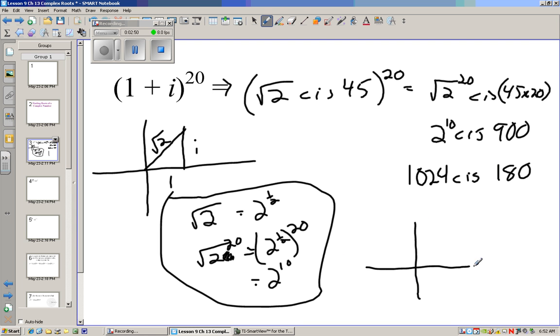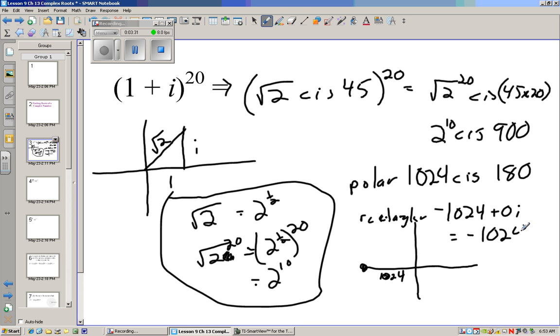Well, 180 is to the left, and it's 1024 to the left. So this distance is 1024. Well, the answer to this will just be negative 1024 plus 0i. So this is in rectangular, and this is in polar. So this should just be equal to negative 1024. So the answer to this is just negative 1024.